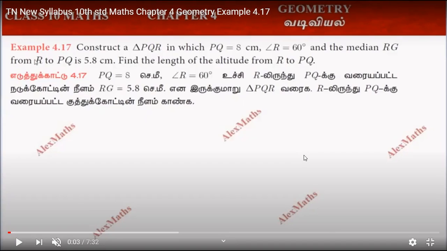For that, first we are going to draw the rough diagram. So here PQ is the base and so you have to draw PQ of length 8 centimeter and mark the angle R as 60 degree and the median RG, that is from R to PQ, is 5.8 centimeter. That we have to mark in the rough diagram.